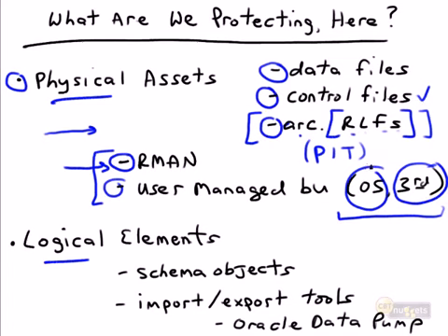There's also the issue of cold versus hot backups. If we have service level agreements, for instance, that require that our database be online 24 hours a day, then that's going to necessitate hot backups, which is going to necessitate the use of a tool that can do hot backups, namely RMAN. Come down to the logical side. When we deal with logical elements, we're talking about things like schema objects, your tables, your indexes, stuff that doesn't exist as such in the file system.